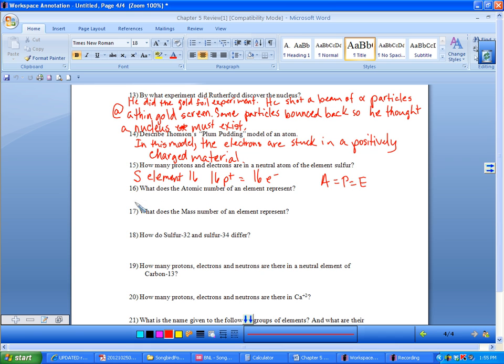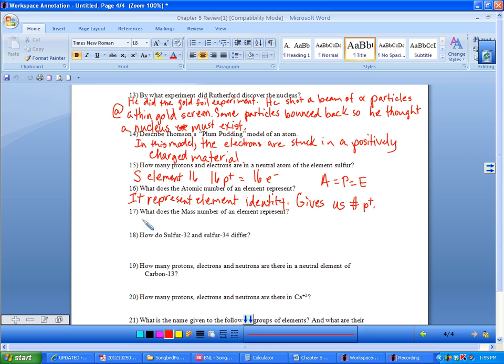What does the atomic number of an element represent? It represents the identity of the element. Because it tells us how many protons are located in that element. It gives us the number of protons.